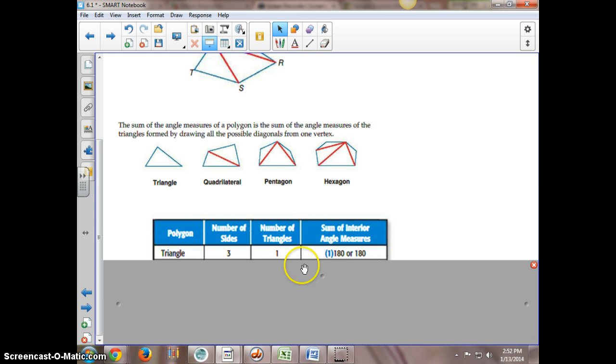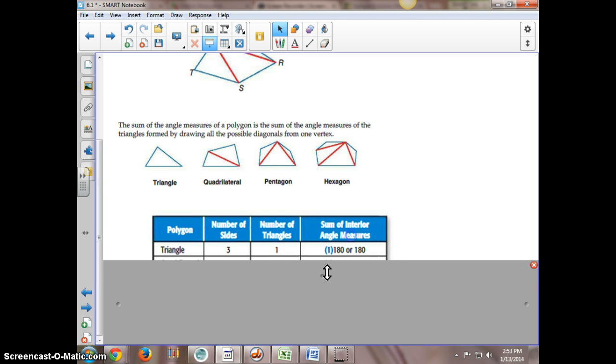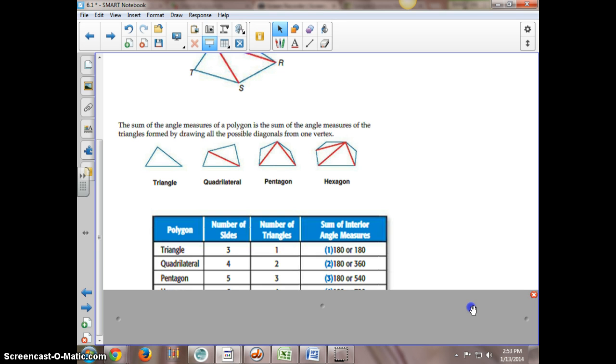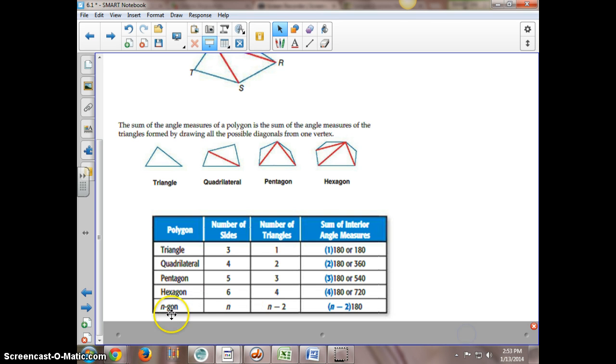So here's the deal. Triangles have 3 sides, 1 triangle, so the sum of their interior angles is 180. Quadrilaterals have 4 sides, but 2 triangles, and the sum of their interior angles is 360 because we have 2 triangles, 2 times 180. And the pattern continues for pentagons, hexagons, and up to any possible polygon.